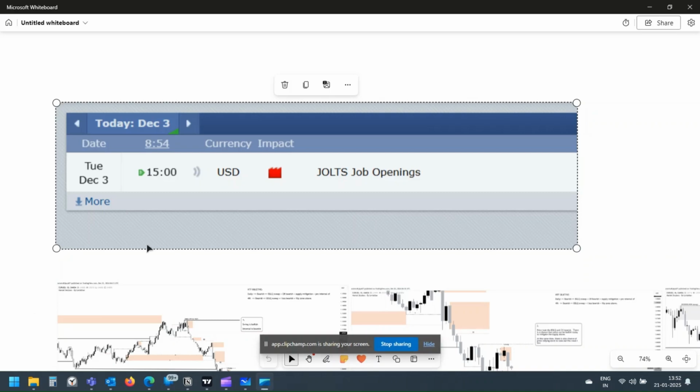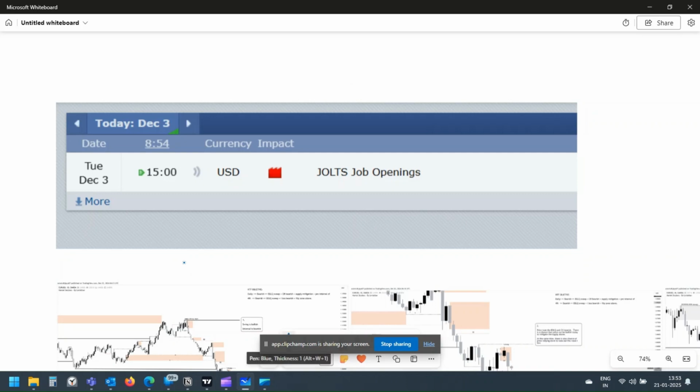So, today I'm going to recap December 3, 2024. Today there was only one news at 3 p.m. So, this is out of my trading session, so that will not bother my technicals.